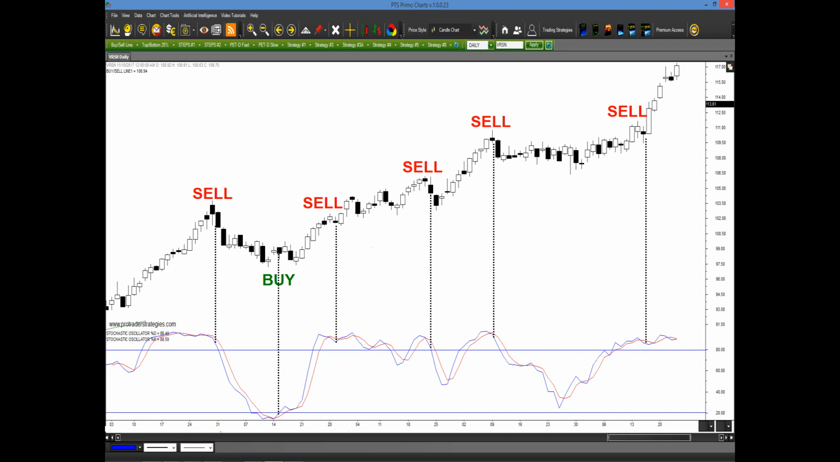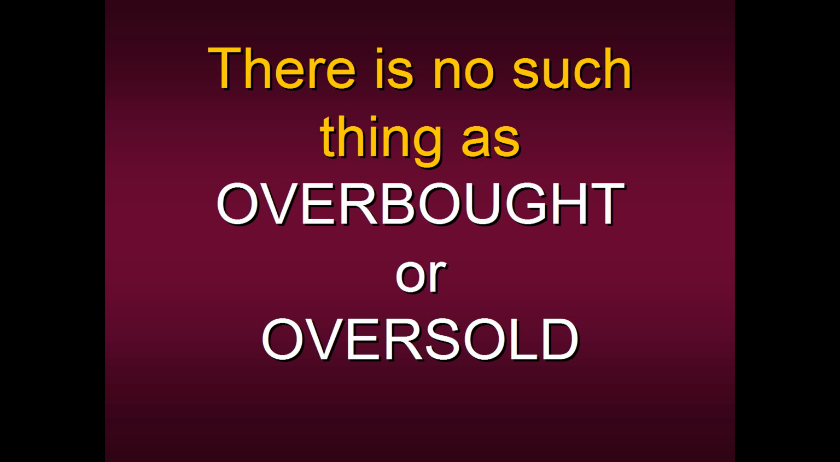It was very difficult to grasp, but I remember one of the first things they ever said to me was this: there is no such thing as overbought or oversold. In fact, that statement is so important, I'll repeat it again. There is no such thing as overbought or oversold. I mean, think of it.